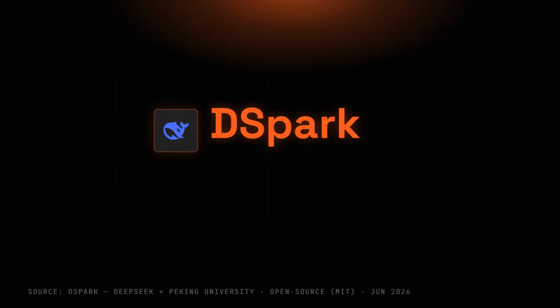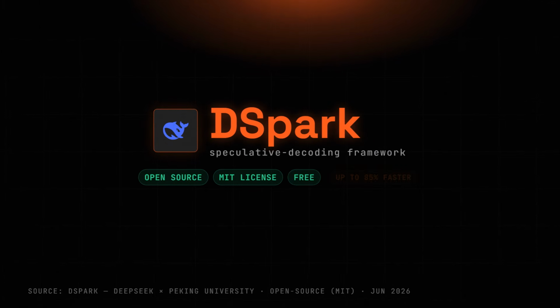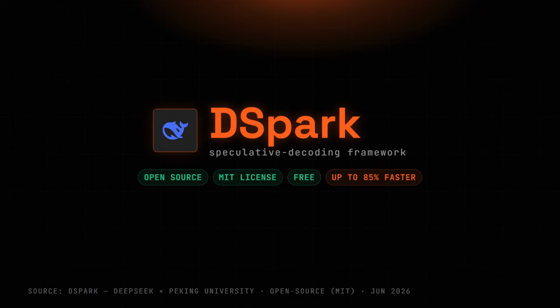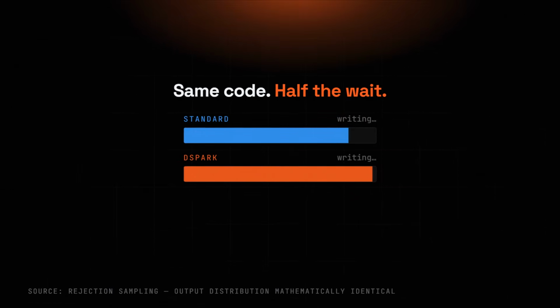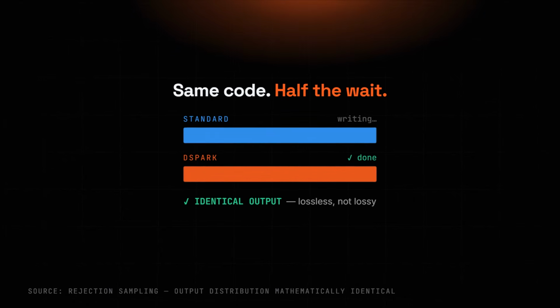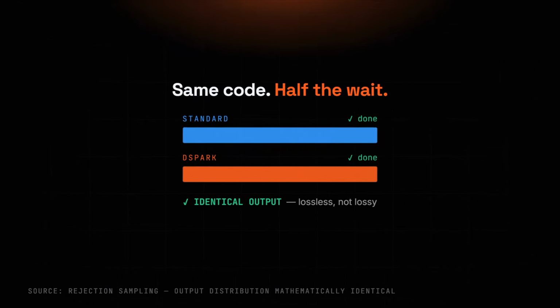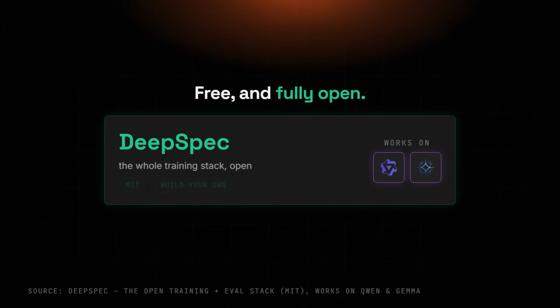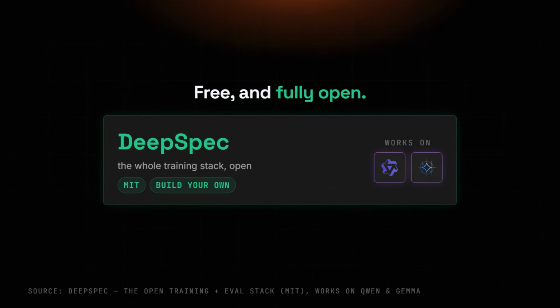Meet DSpark. Open source, MIT licensed, completely free, a speculative decoding framework from DeepSeek and Peking University. And it does not touch the answer. Same code, same tokens, character for character, just delivered in half the time. It is lossless. It is also free in the way that actually matters. They open source the entire training stack too, so anyone can build their own version.